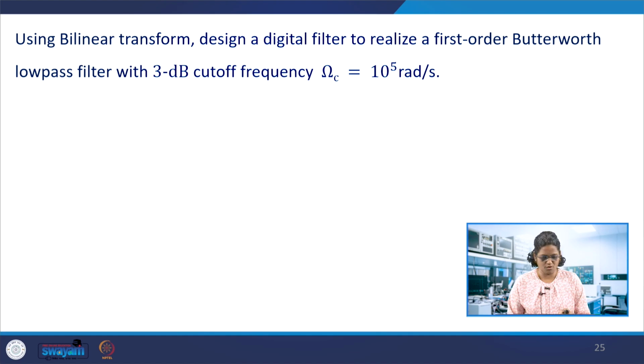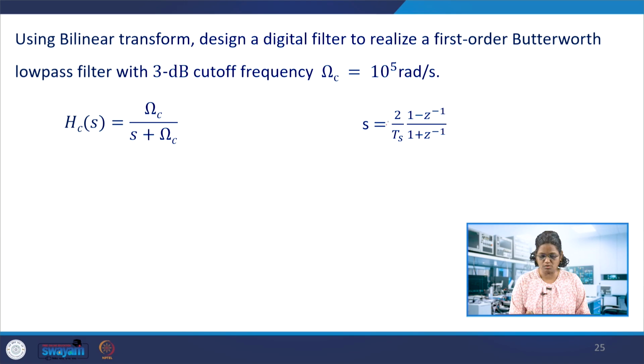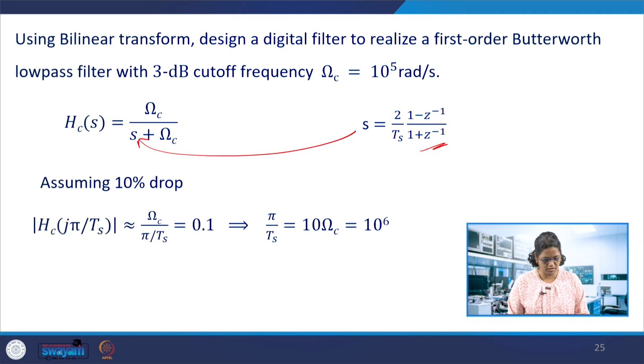We can see that fixing of Ts will follow the same way as the previous case. Otherwise, for omega c by s plus omega c, the transform used is s equal to 2 by Ts times 1 minus z power minus 1 by 1 plus z power minus 1, the bilinear transform, directly substituting here. And for the 10% drop for the Ts, the same explanation we have repeated here: 0.1, when the magnitude drops to 10%, taking that point and finding the Ts at that point by substituting this omega c. So this sampling is equal to 10 power 6. So here Ts is 10 power minus 6 by pi.